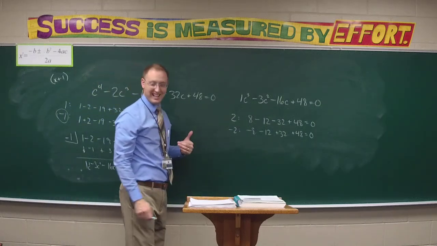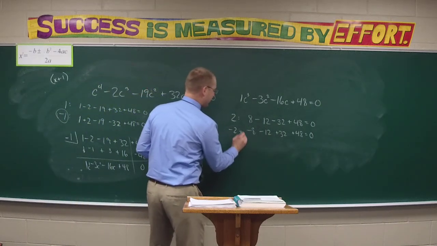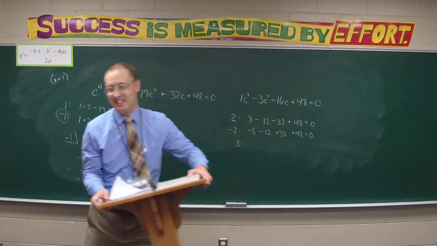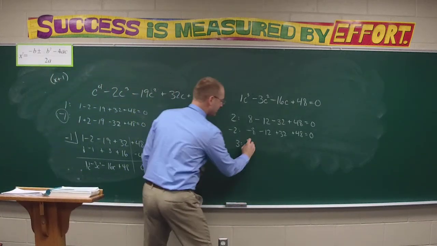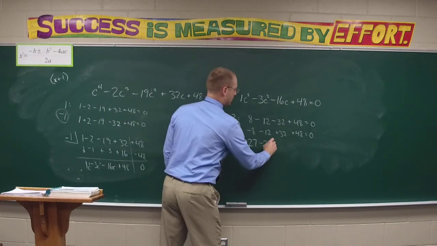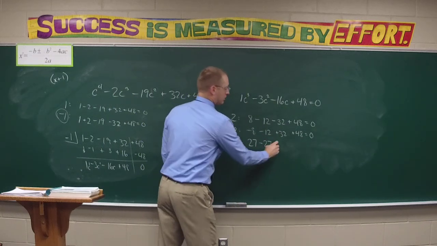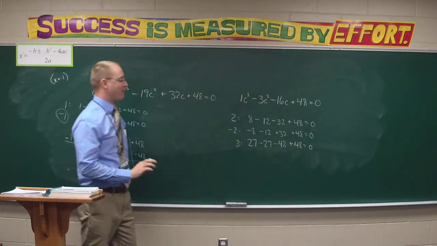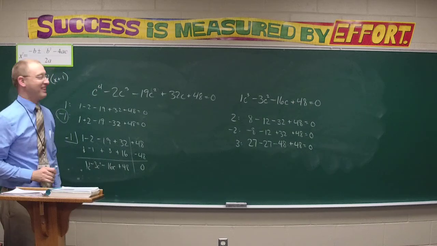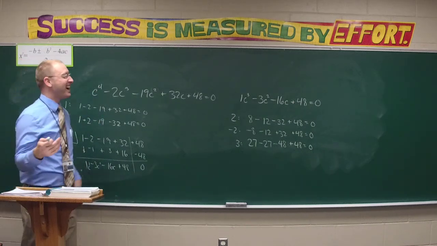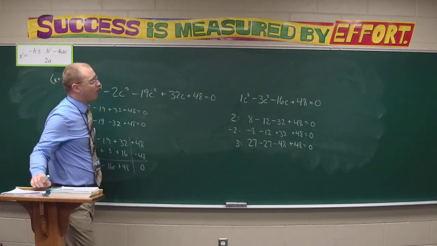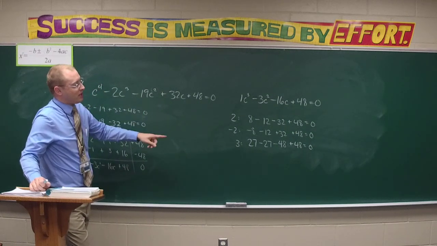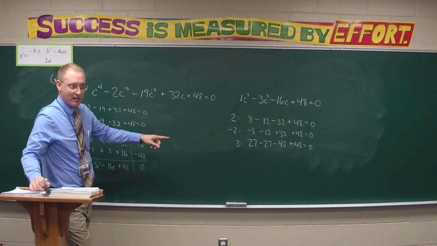All right, so now we try 3. And let's give Michael this opportunity. 27, negative 27. Then you got negative 48, positive 48. All right, does that work? Yes. I don't think there's ever been such an obvious time that it works. This really worked out great. You know what I just realized? You know why it works so great?